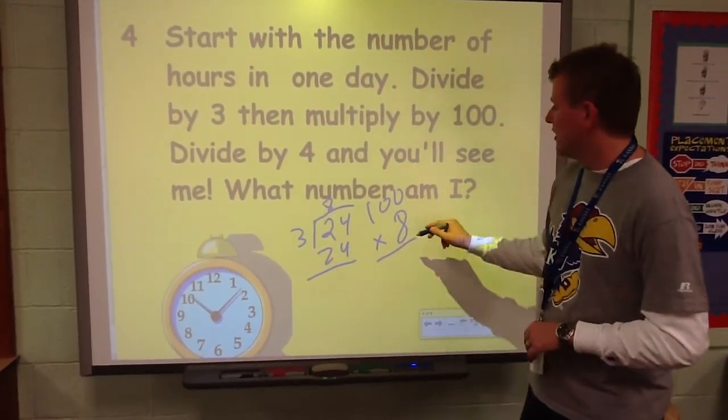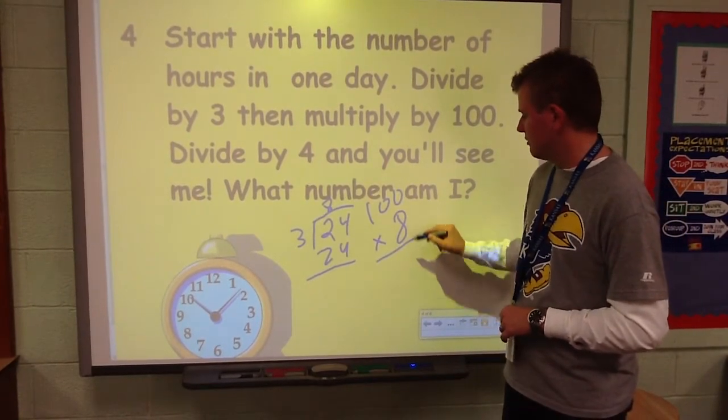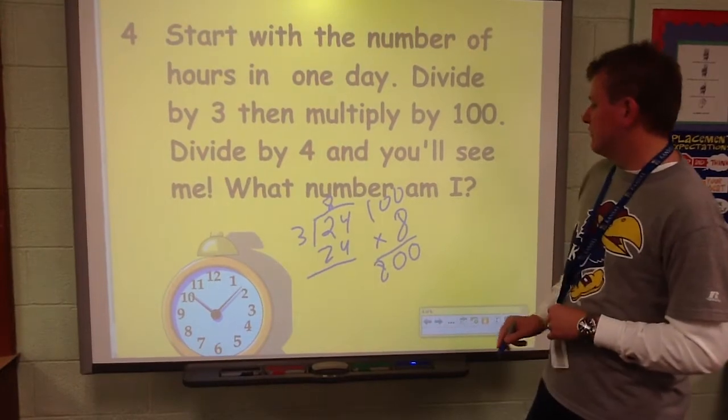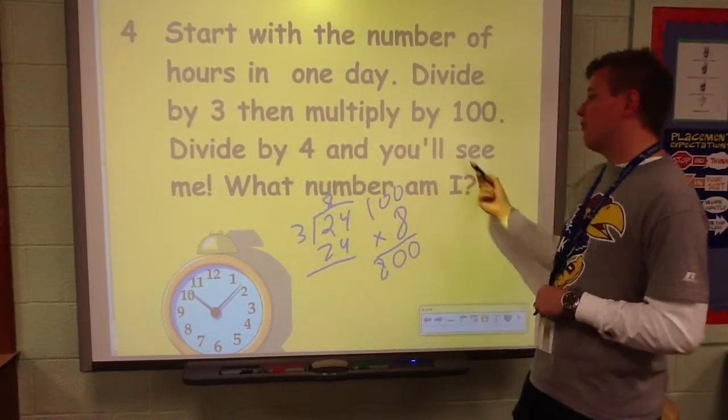We'll keep going. 100 times 8. 8 times 0 is 0. 8 times 0 is 0. 8 times 1 is 8. Now I'm at 800. Now it says divide by 4.